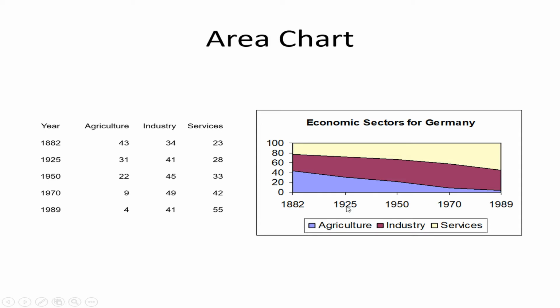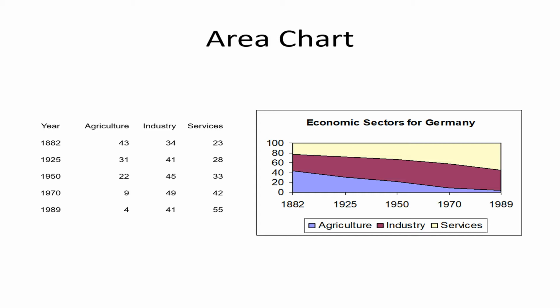1989. However, this graph is not very good. Why? Because the numbers here, 1882, 1925, the distances are not the same. Therefore, the slope of the line or rate of change is not real here. Why? Because we are not following relative distances between the dates here. Therefore, even though it's an area chart, there is a mistake here.